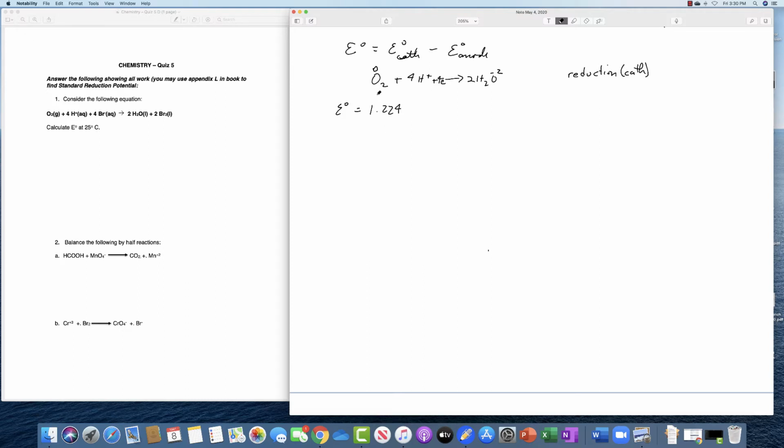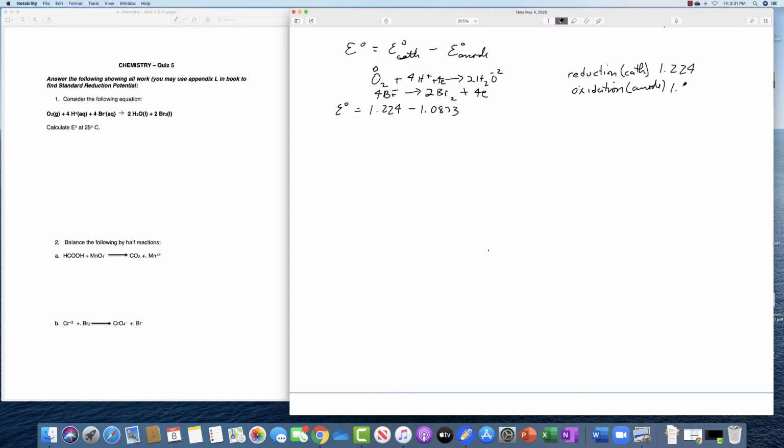The other reaction is 4Br minus goes to form 2Br2. And for that to occur, it has to lose 4 electrons, 1 for each bromine. And this is the oxidation step. And the oxidation step occurs at the anode. And if we look that up, that is 1.0873. So minus 1.0873.